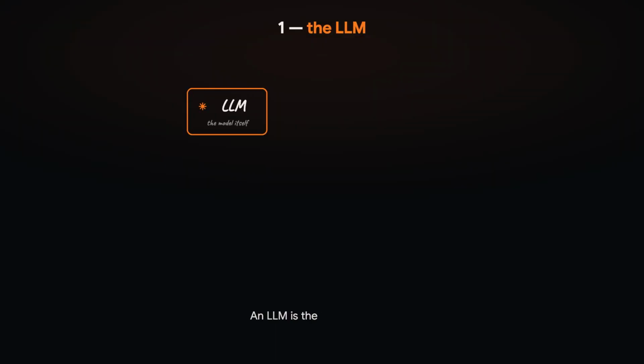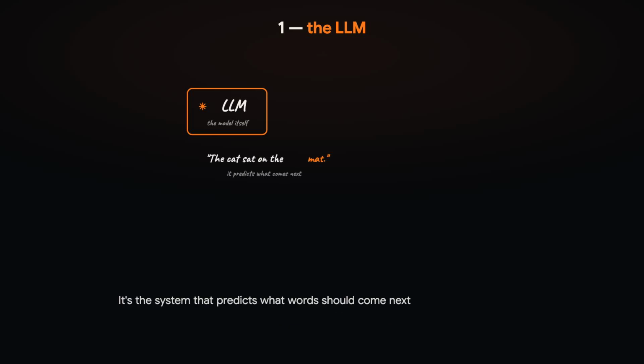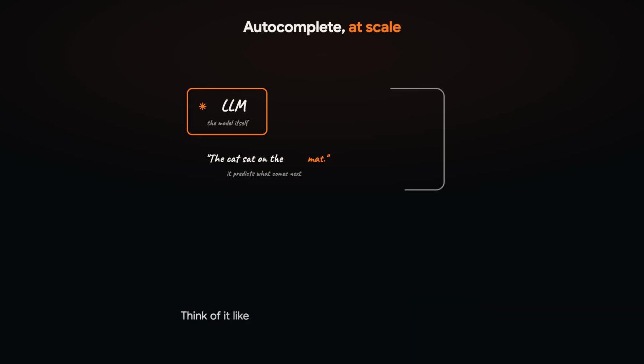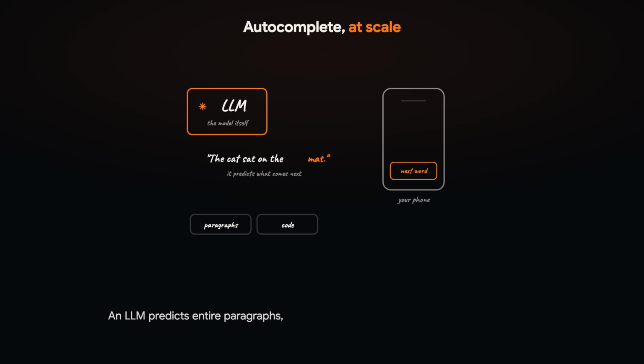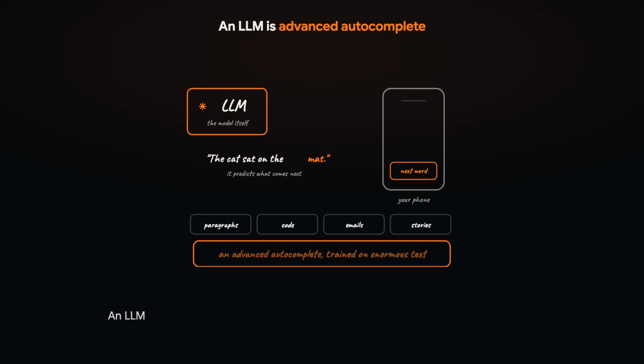An LLM is the AI model itself. It's the system that predicts what words should come next based on everything it learned during training. Think of it like autocomplete, but on a much larger scale. Your phone predicts the next word in a sentence. An LLM predicts entire paragraphs, pieces of code, emails, stories, and conversations. So here's the simple definition you can remember. An LLM is an advanced autocomplete system trained on an enormous amount of text.